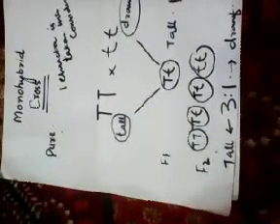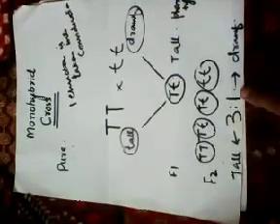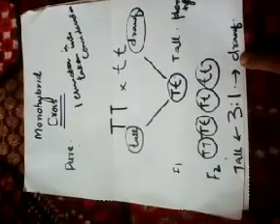In conclusion, I again consider this point important: this monohybrid cross concludes with a 3:1 ratio. This 3 is tall, but only phenotypically, and 1 is dwarf. So tallness is dominant over dwarfness.